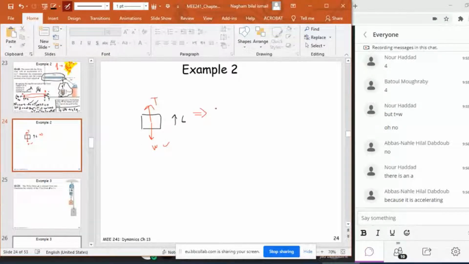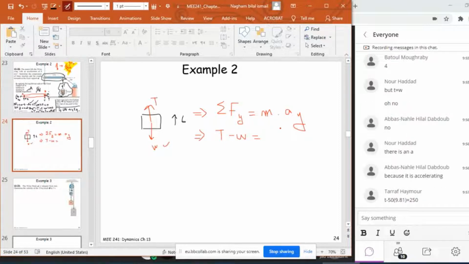So if I do the sum of forces in y direction is equal to m a y, sum of Fy is equal to m a y. Then this means, guys, that T minus W is equal to the mass times a y, all right? And a is 6, so 6m. Okay, so guys, this means that T will be equal to 790.5 newtons.